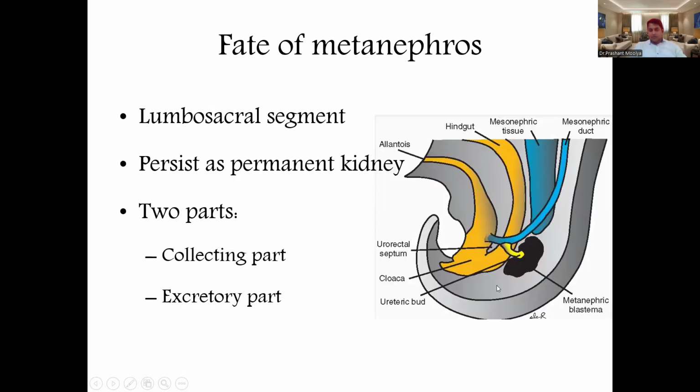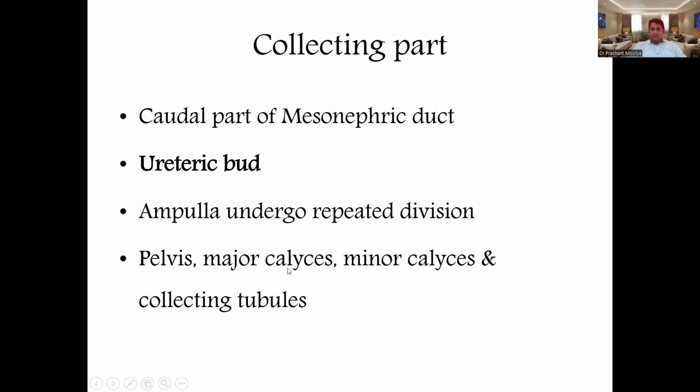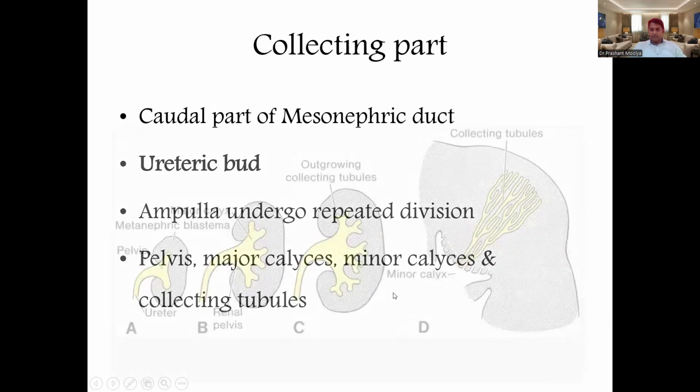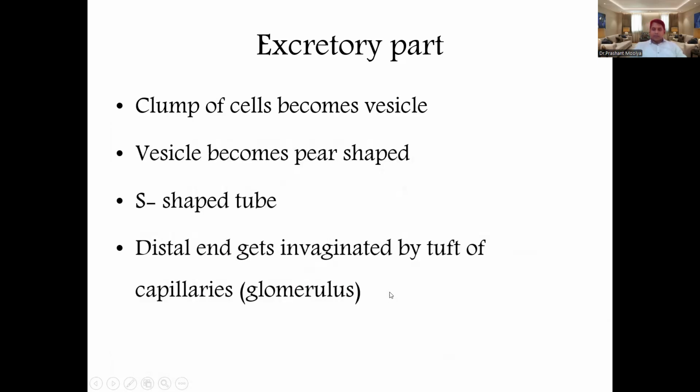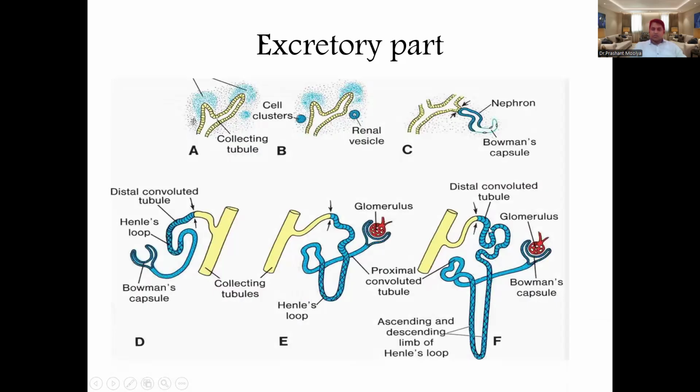One is the collecting part, which has come from the mesonephric duct. The caudal part of this has been extending upwards to form the collecting part. So, till what extent is the collecting part? Right from the pelvis, you can say the ureter, to the pelvis, major calyces, minor calyces, and the collecting tubules. The parenchyma has been formed from the metanephric blastema, and this is how the division has happened to form the complete nephron inside. Together, this contributes to the formation of the kidney.